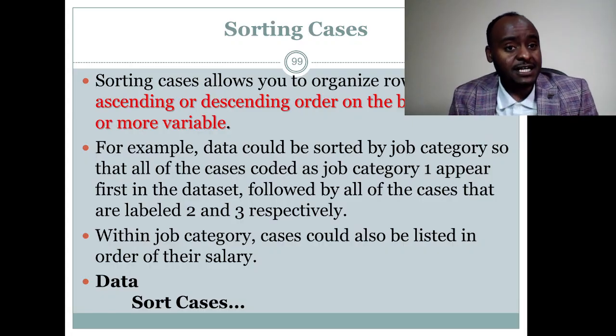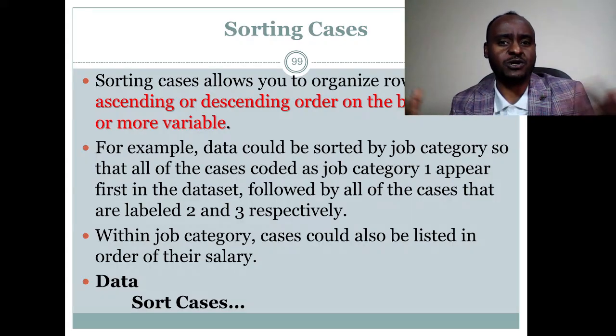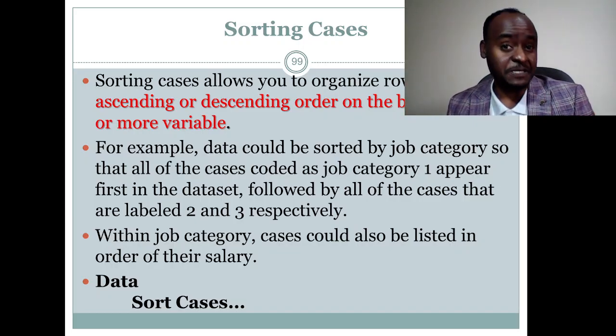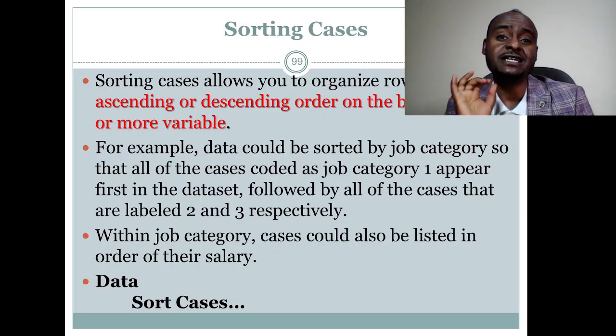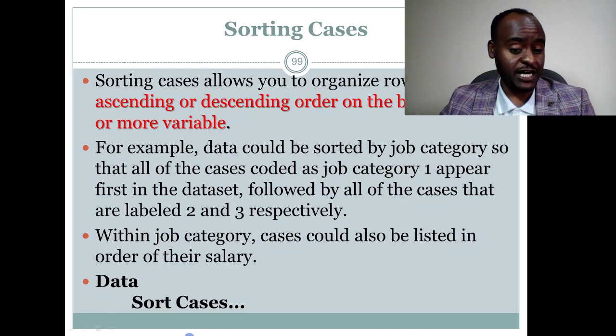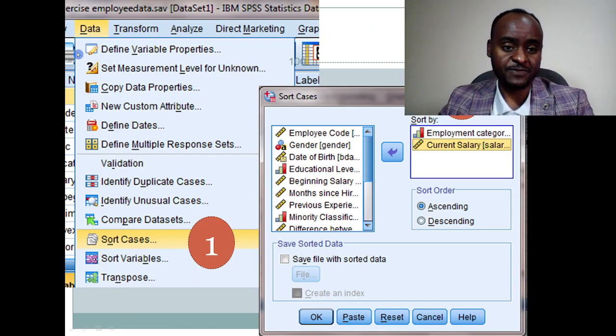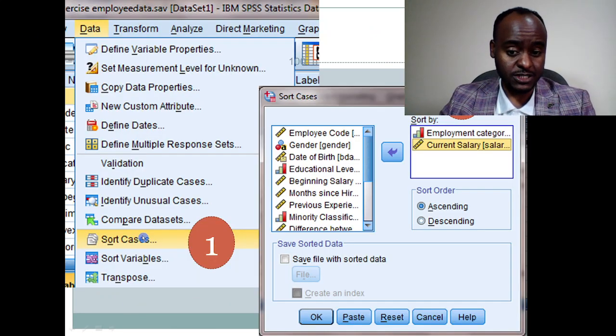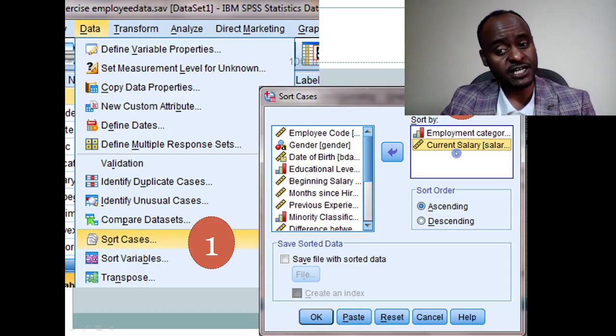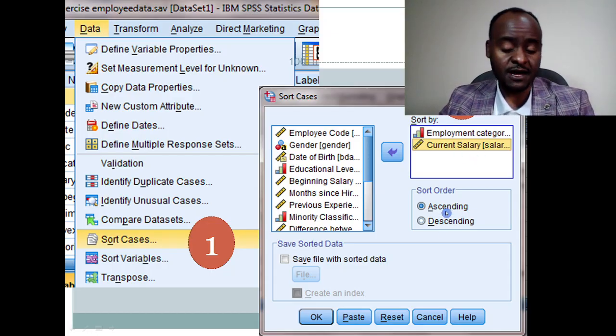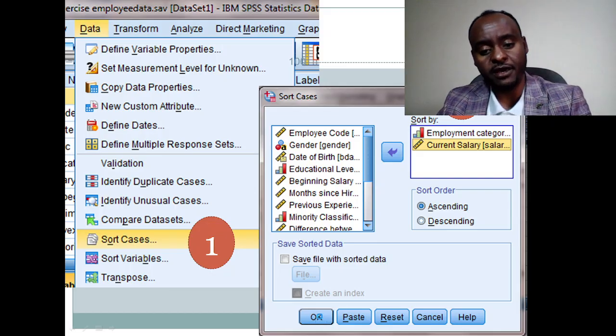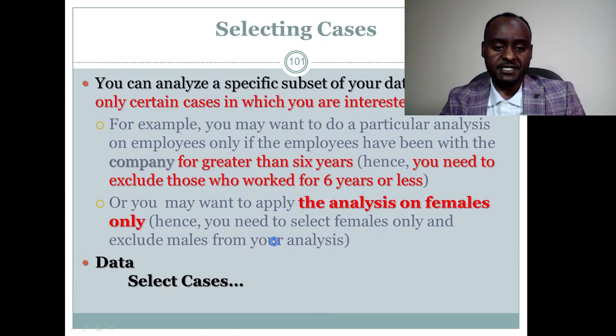You can ask SPSS to sort your data, a lot of data, maybe 1000, 20,000, whatever it is. SPSS can do that within a microsecond. So to do that, go to data, sort cases, and select the criteria variables that you are going to use as sorting variables. Sort by employment category, current salary, ascending or descending. Ascending, then click OK. That is sorting.